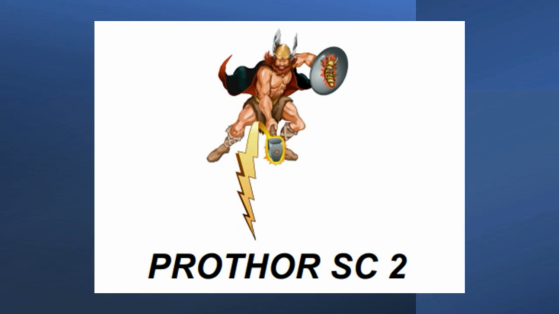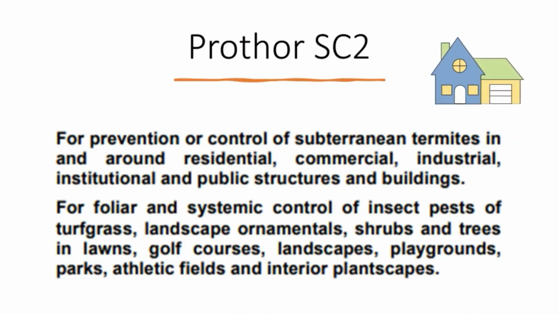The next product we're going to take a look at is ProThor SC2, which is a suspension concentrate. ProThor SC2. For prevention or control of subterranean termites in and around residential, commercial, industrial, institutional, and public structures and buildings, for foliar and systemic control of insect pests of turf grass, landscape ornamentals, shrubs and trees in lawns, golf courses, landscapes, playgrounds, parks, athletic fields, and interior plantscapes.